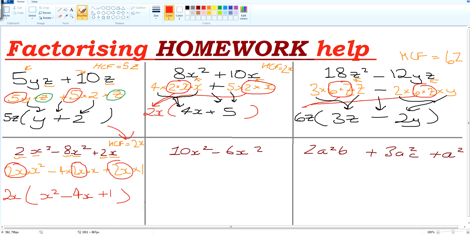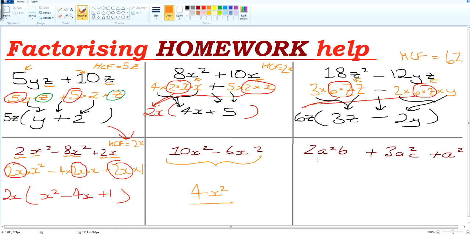Okay, the next one. Right, so we have x squared. Now this question here is actually a bit of a trick question. It wasn't actually a factorizing question. You've got 10x squared minus 6x squared. That gives us simply what? There's nothing here to factorize. You just take them away. They're like terms. Are we happy with that one?